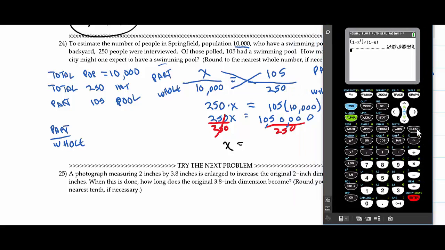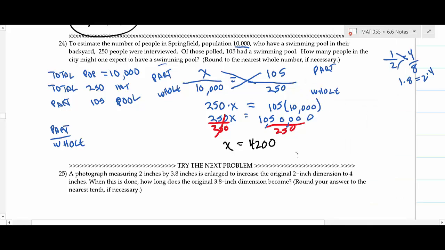Okay, so let's see, 100, no, what was that, 10,000, no, what is that? Oh, it's 1,500,000 is what it is. So then I got 4 zeros. Sometimes I can't see this calculator very well. Okay, so I do that, and that will give me 4,200 people out of that total of 10,000 would have a pool. Okay, so that's the answer to the problem.